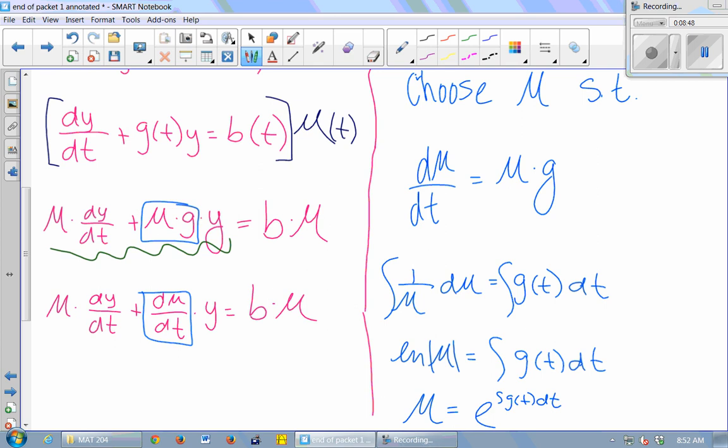Yep, they're full derivatives, no partials. Yeah.